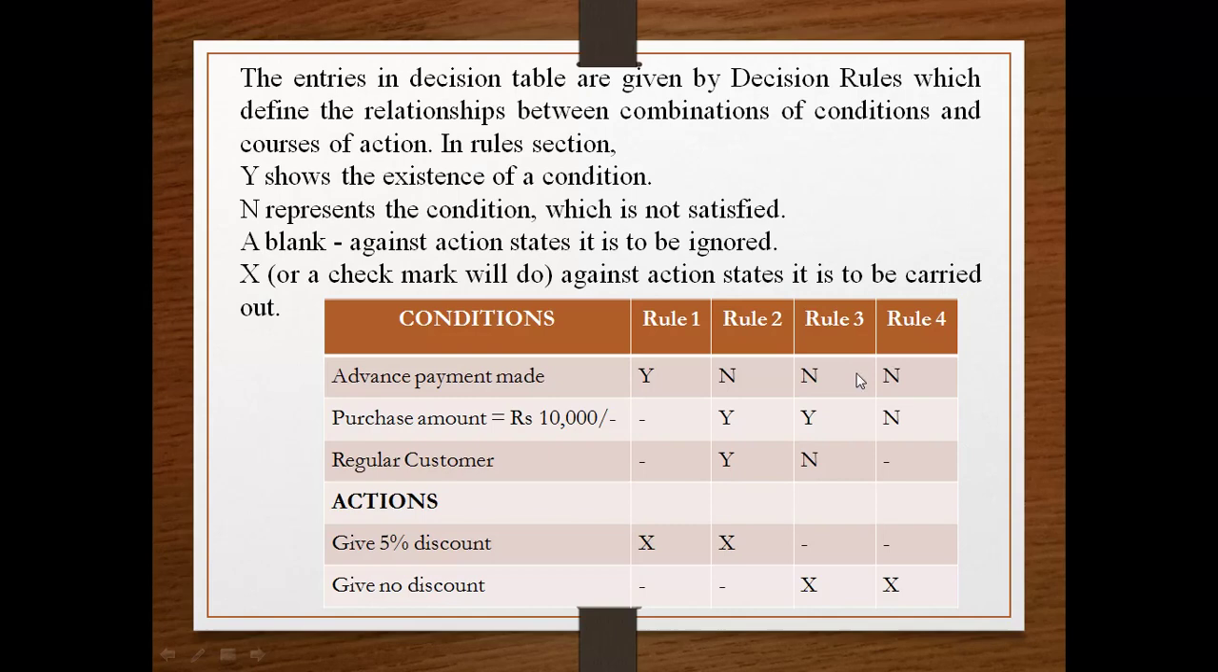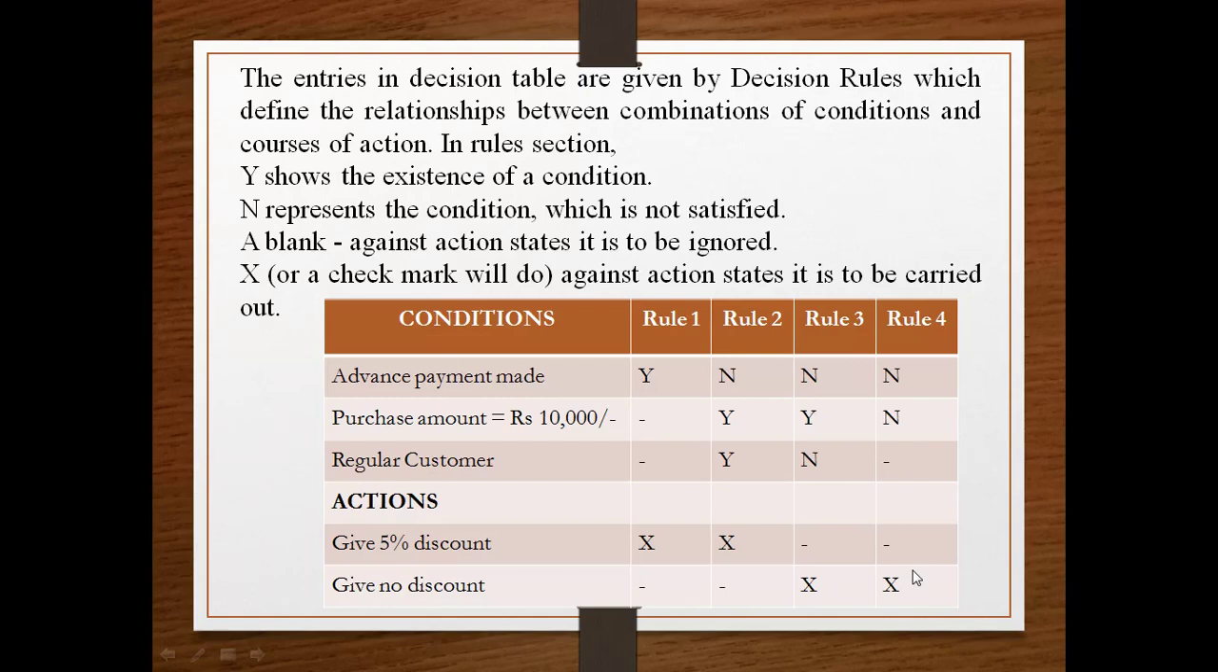The third rule will be advance payment made, no, purchase amount is yes equal to 10,000 but not a regular customer, no need to give the discount. Rule 4, no advance payment, no purchase amount equal to 10,000, it is not a regular customer, meaning ignore this condition, sorry, but the action is give no discount.